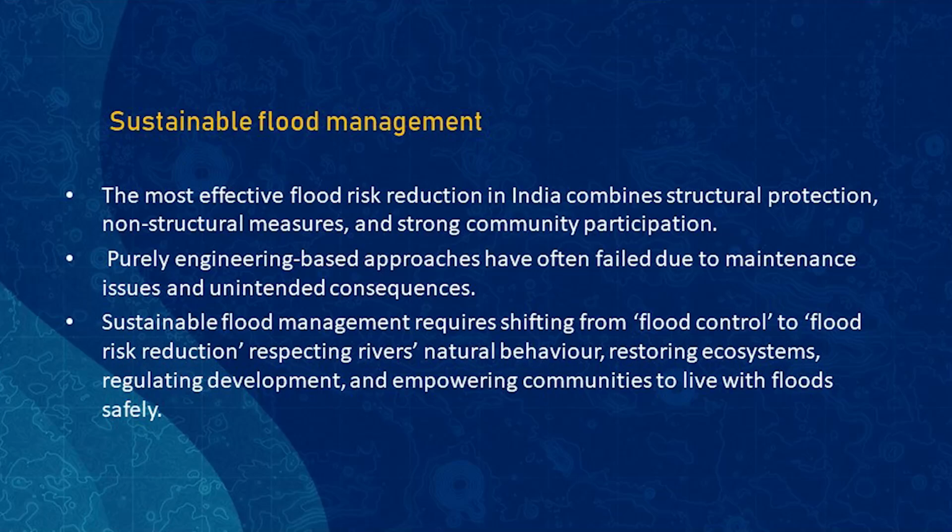The most effective flood risk reductions in India combine structural protections where necessary, non-structural measures, for example, land use planning, forecasting, ecosystem restorations, and strong community participations. Purely engineering-based approaches, for example, endless embankment constructions, have often failed due to maintenance issues and unintended consequences. Sustainable flood management requires shifting from flood control to flood risk reductions, respecting rivers' natural behaviors, restoring ecosystem, regulating development, and empowering communities to live with flood safely.